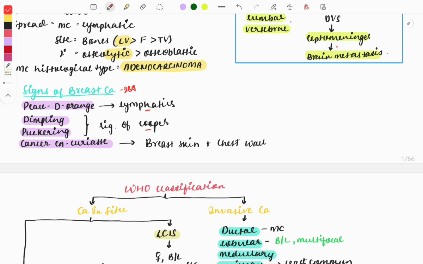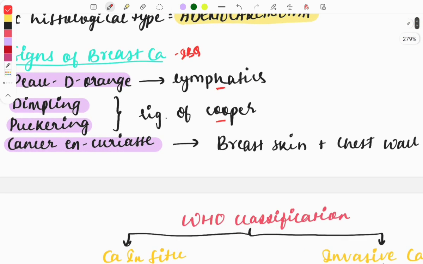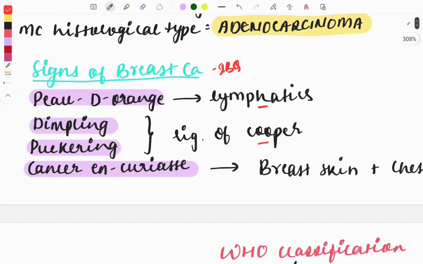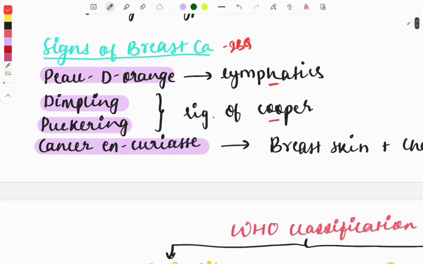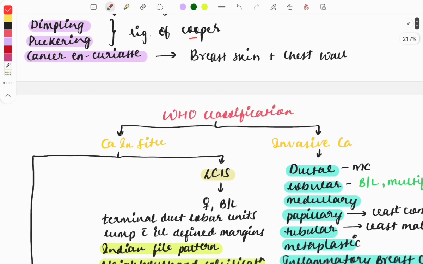And image based questions, simple questions have also been asked, like they'll give the image of this peau d'orange and ask which of the following structures is involved in this. So it will be the lymphatics which are involved, or they can just ask that a female presented with so and so complaint, what is the appearance seen: peau d'orange.